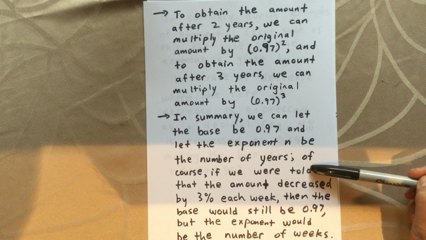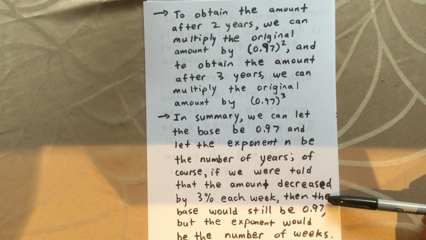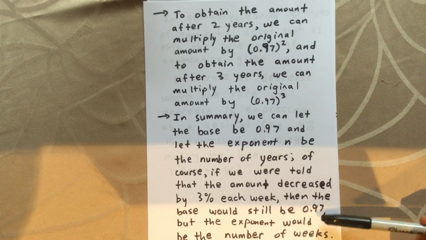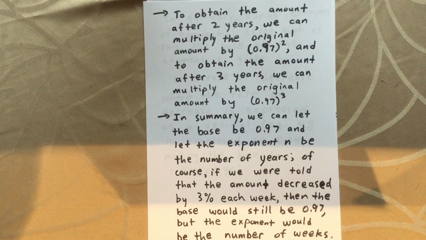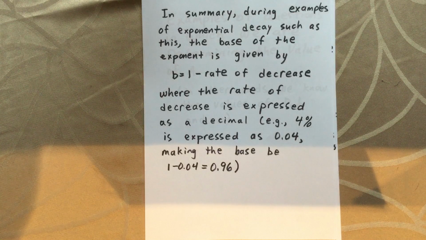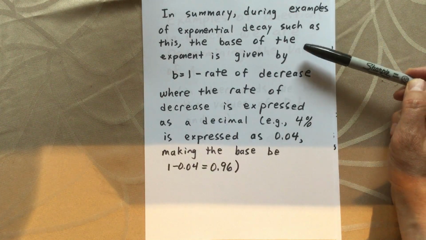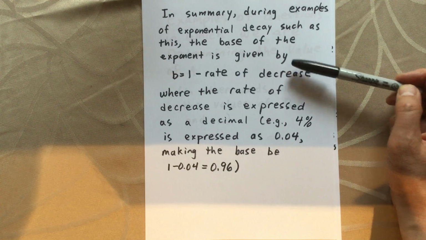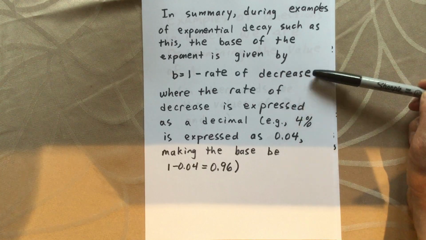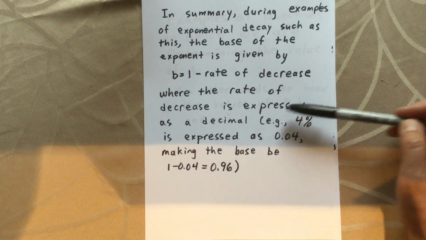Of course, again, if we were told that the amount decreased by 3% each week, then the base would still be 0.97, but the exponent would be the number of weeks. Again, the exponent is the number of times that the multiplier is applied. In summary, during examples of exponential decay such as this, the base of the exponent is given by b equals 1 minus the rate of decrease, where the rate of decrease is expressed as a decimal.